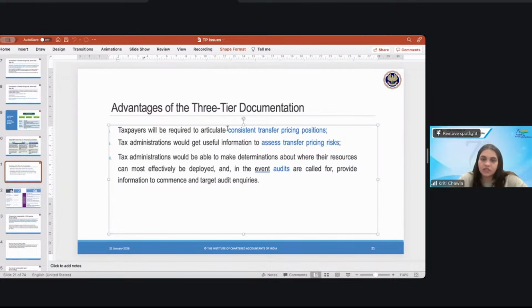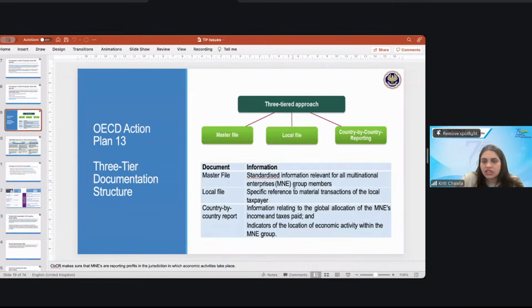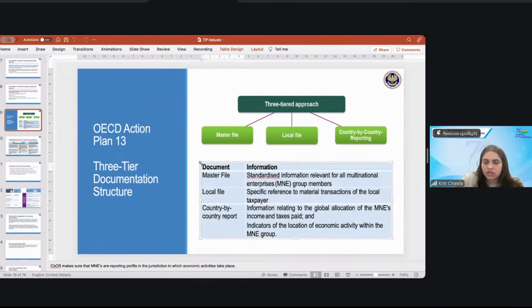and tax administrations would get that information, and they will also be able to make a determination on where resources can be most effectively deployed, and if tax audits are called for, provide information to commence and target audit inquiries. So in the case of tax audits also, this is going to be very useful information. These are the advantages of this three-tier documentation structure from the OECD. You can take a minute and read through this table, which is also provided in the manual, and sync it with what we've discussed till now.